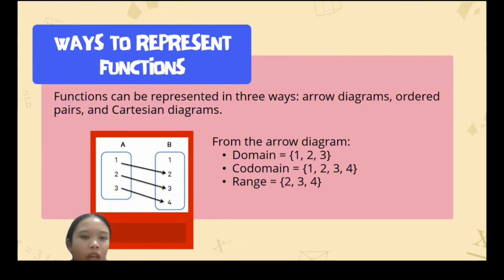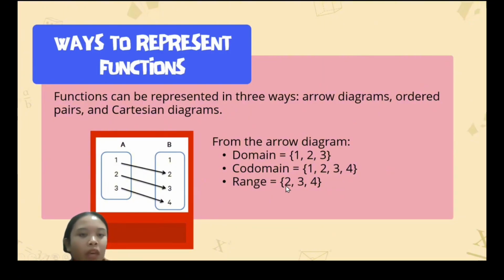Now, let's look at one example using an arrow diagram. Suppose set A equals {1, 2, 3} and set B equals {1, 2, 3, 4}. A function from A to B can be illustrated as this picture. So, from this picture, we can conclude that the domain is set A equals {1, 2, 3} and the codomain is set B equals {1, 2, 3, 4}. And the range of the function is {2, 3, 4}.